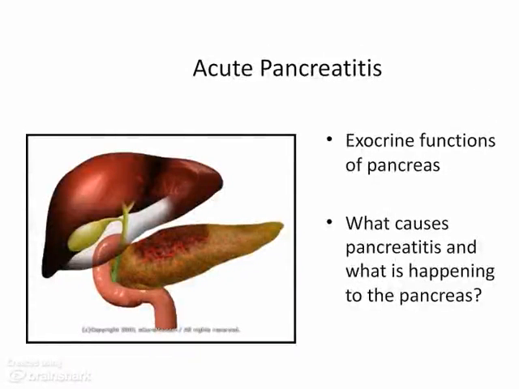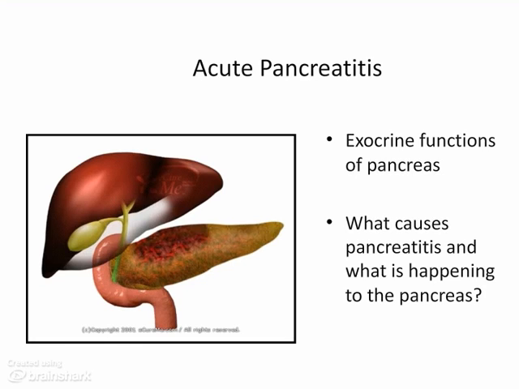The exocrine functions of the pancreas are to secrete enzymes that digest our food for starches, proteins, and fats. And the enzymes are usually secreted in an inactive form and released into the small intestine and then are activated to digest the food that you've ingested.